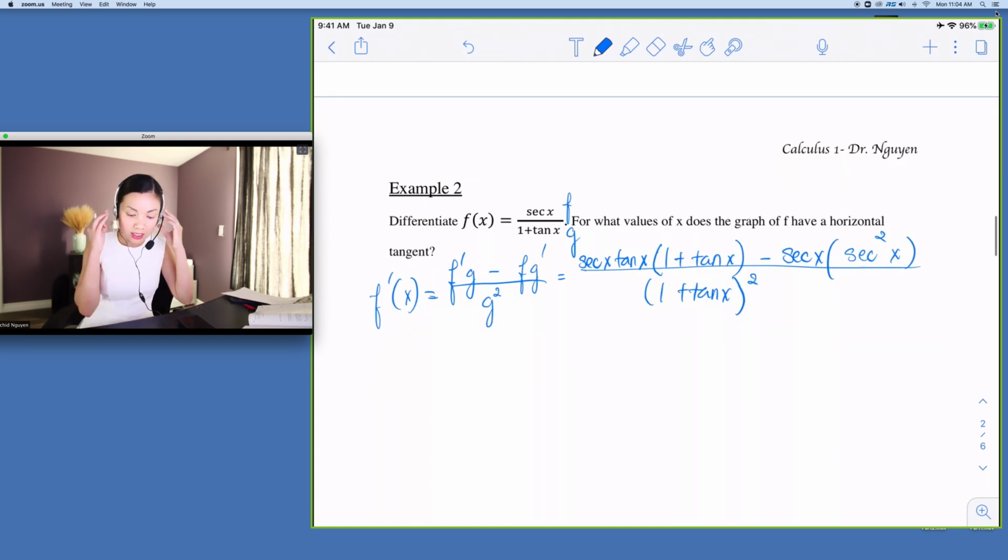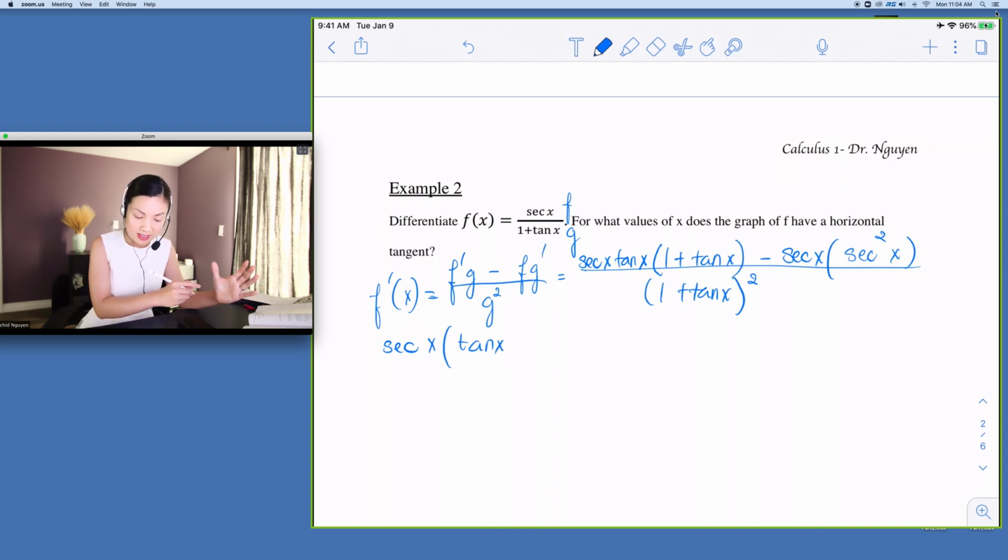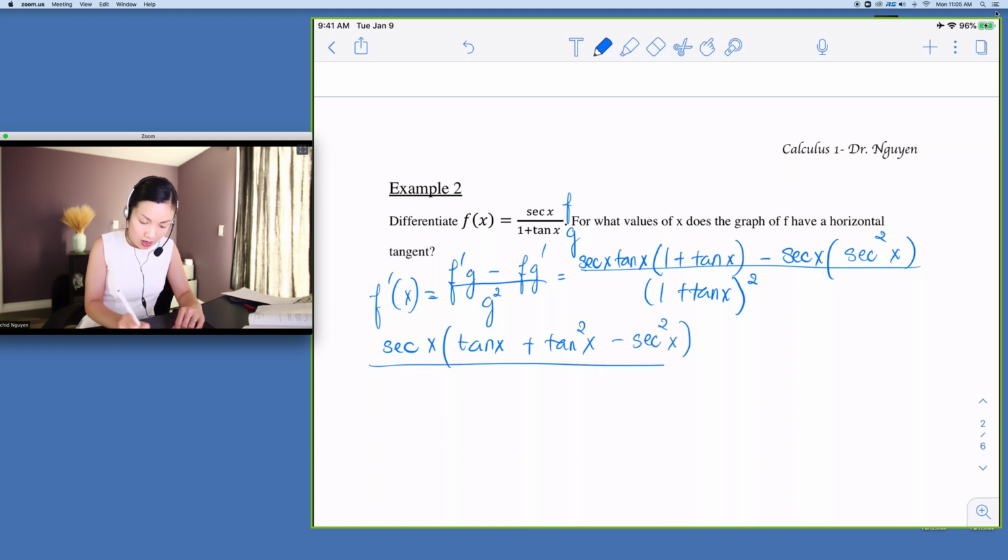All right, let's simplify it. Hopefully you can see right away that we have secant as a common factor. So if I take it out, I'm going to get tangent, right? If you FOIL, you will see it. And then we take the secant out: tangent plus tangent squared, and then we have minus secant squared, everything over 1 plus tangent of x squared.